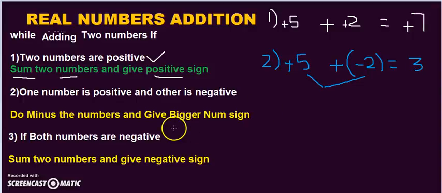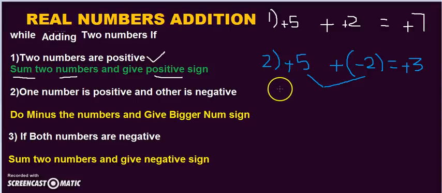And give the bigger number's sign. So which is the bigger, 5 or 2? 5. What is the sign that 5 is having? Plus. So the result will have a plus sign. We'll take another example for the second case.